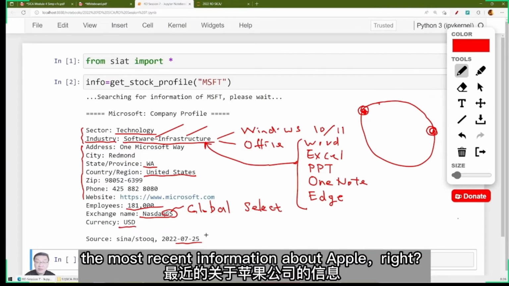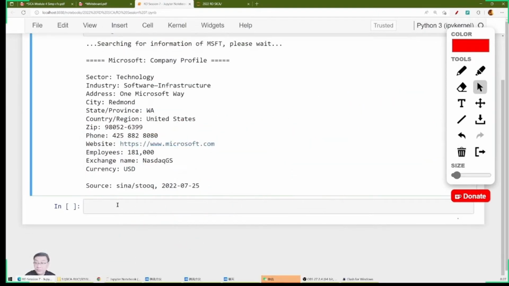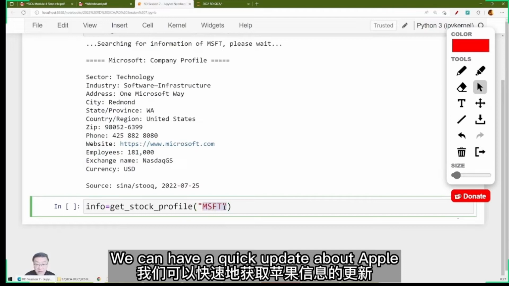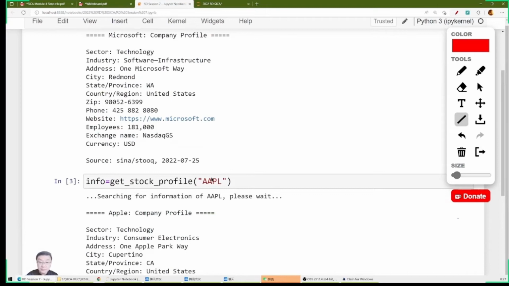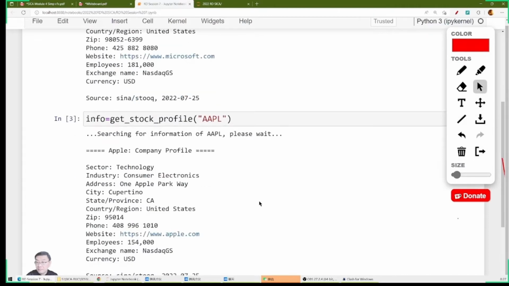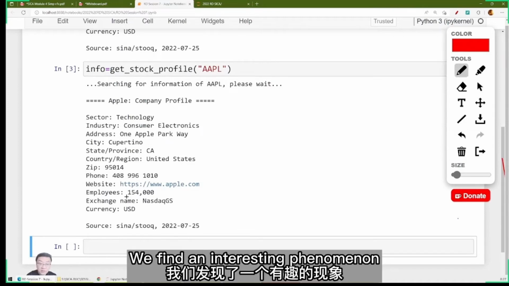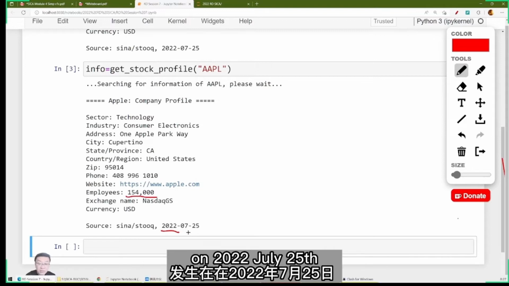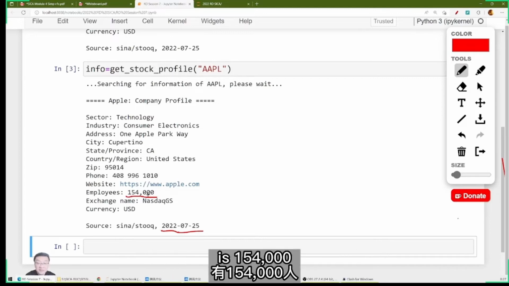Probably you expect to know the most recent information about Apple, right? We can have a quick update about Apple. Now, let's look at Apple. We find an interesting phenomenon that on 2022, July 25th, Apple's full-time employees is 154,000.